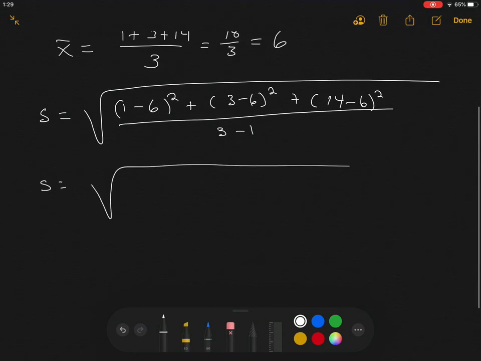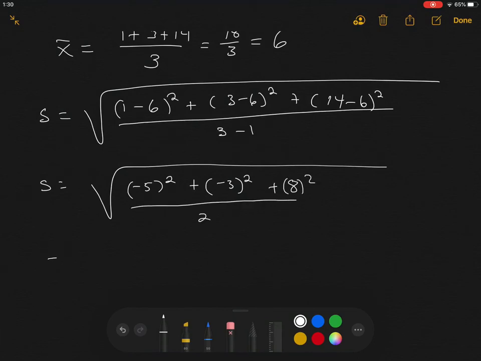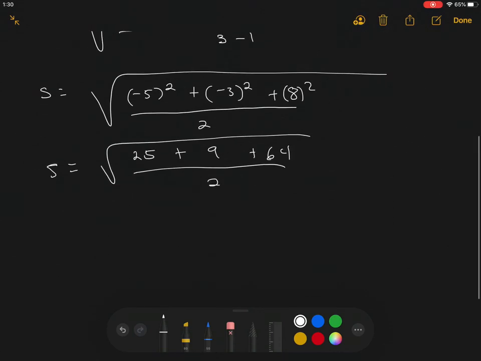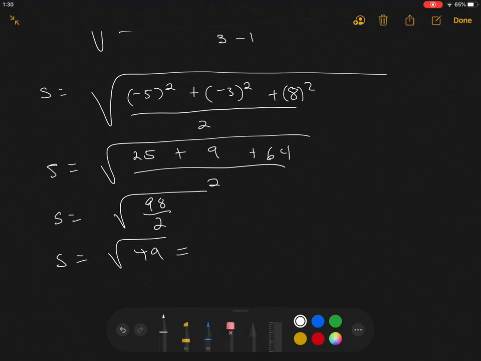Simplifying some of these, we have the square root of this quantity: 1 minus 6 is negative 5 squared, plus negative 3 squared, plus 8 squared, divided by 2. So we have S is equal to the square root of 25 plus 9 plus 64 divided by 2. 25 plus 9 plus 64 is 98, divided by 2, and 98 divided by 2 is 49, and the square root of 49 is 7.